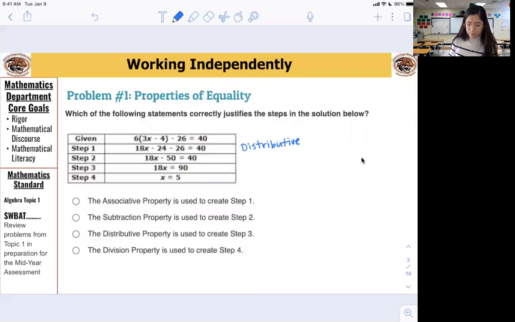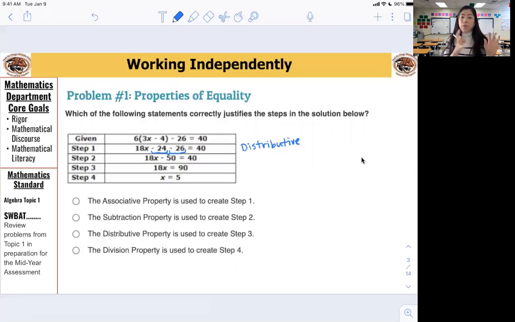Okay, cool. In step 2, what did they do? Addition. What did they add? 24 and 26. So negative 24 and negative 26 made negative 50. However, that is not the addition property, and let me explain why. Combining like terms. Yeah, that's combine like terms.